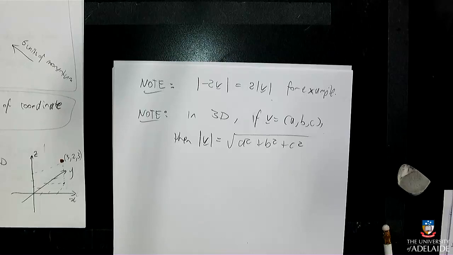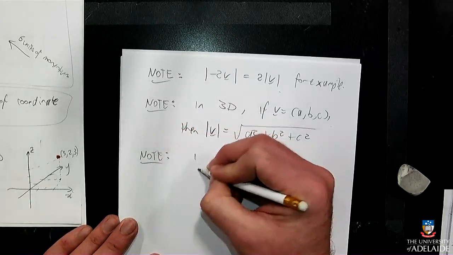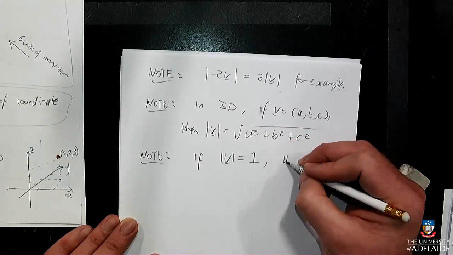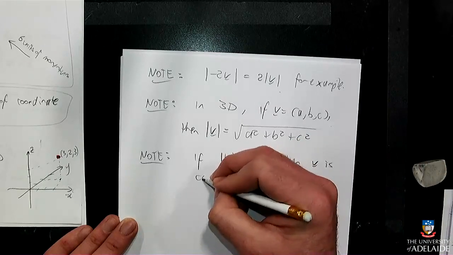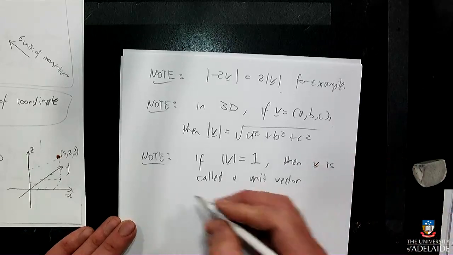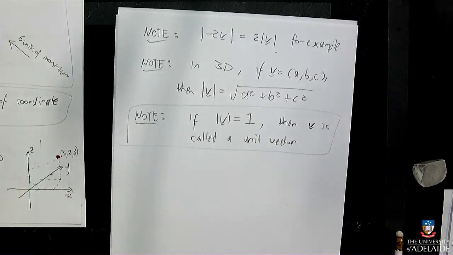I guess there's one thing to mention here that I'm having trouble figuring out where to put, and I'm just going to put it here while we're talking about lengths. If the length of a vector comes out to be 1, we call it a unit vector. So if the length of v is 1, then v is called a unit vector. That's so important, I'm going to box around it.